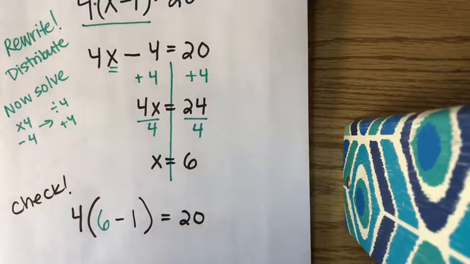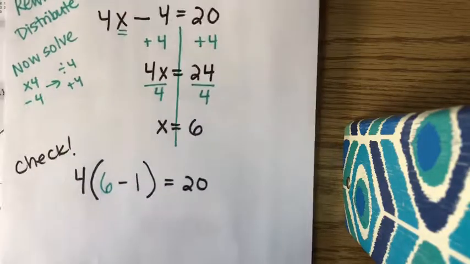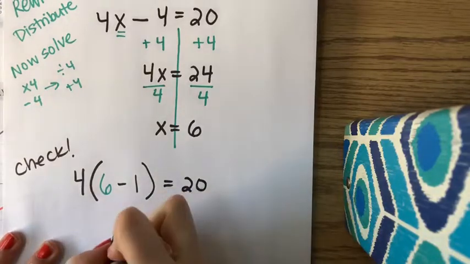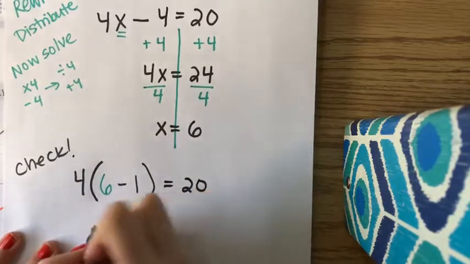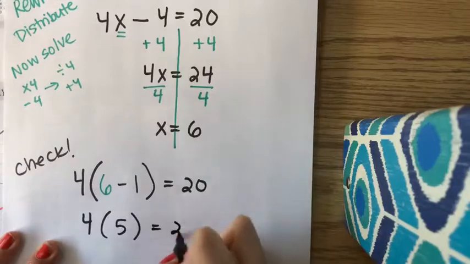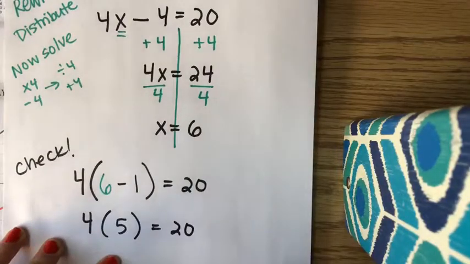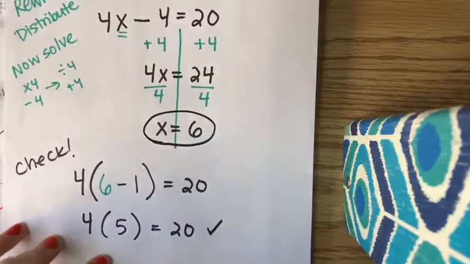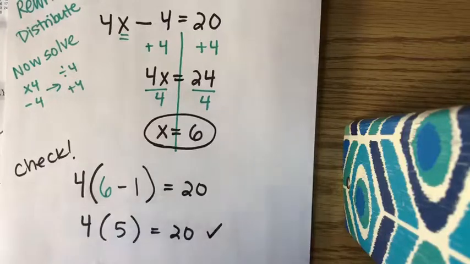So when I'm checking, I do follow regular old order of operations. So I'll start inside my parentheses, 6 minus 1, that's 5. And that's being multiplied by 4. 4 times 5 is 20. So I did it right, and I know that x equals 6 is the solution to my equation. It's the one number that balances the equation out.